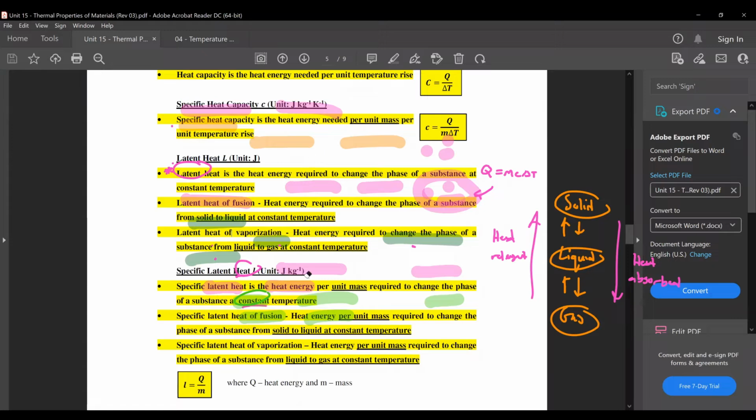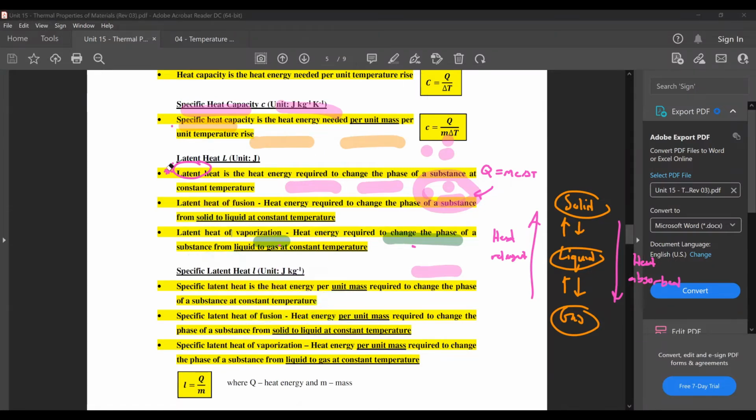The only difference now is the addition of a term called specific. When you have the term specific, it just means per unit mass. That's all. So your definitions for specific latent heat, specific latent heat of fusion, specific latent heat of vaporization, will all be the same as before, just that it is all per unit mass right now. That's the only difference.